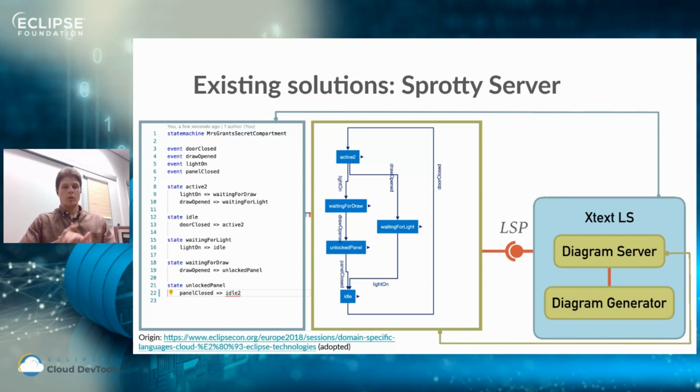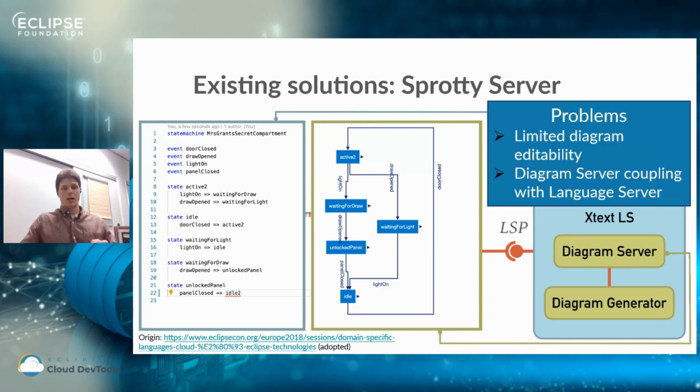First, I went by overviewing existing solutions. In 2018, on EclipseCon, there was presented a Sprotty diagram based on the Xtext language server. The idea here is simple. The diagram generator is injected into the language server, generating the data model for a diagram and sending it straight over to Sprotty via the same LSP as for text editing to visualize.